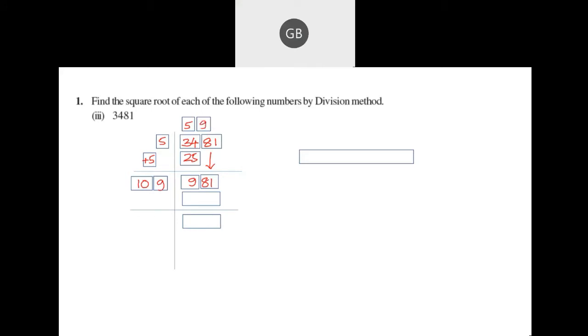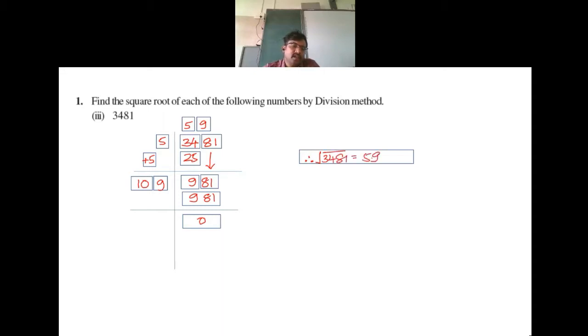So exactly we get 591. Therefore, the square root of 3481 is 59. It's simple. Yes, sir. All of you understood this? Sir, is my voice clear now?